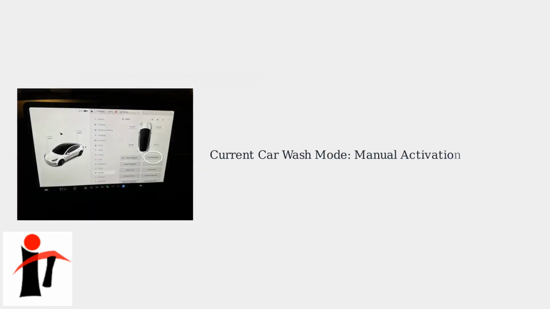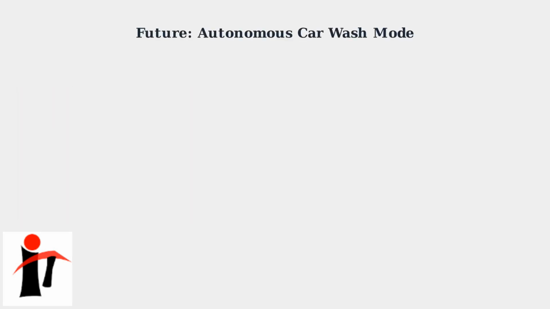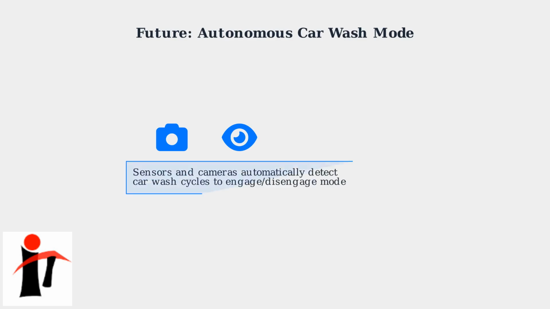Currently, Tesla owners must manually activate and deactivate car wash mode through the touchscreen, as shown on this dashboard display. Tesla is developing a fully autonomous car wash mode where sensors and cameras will automatically detect when the vehicle enters a car wash facility and engage the mode, then deactivate it once the cycle is complete.